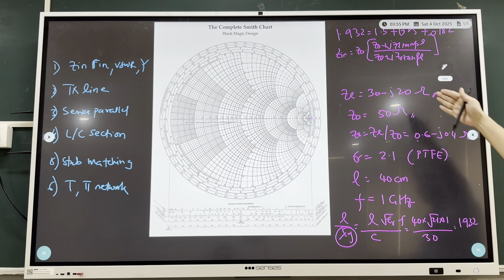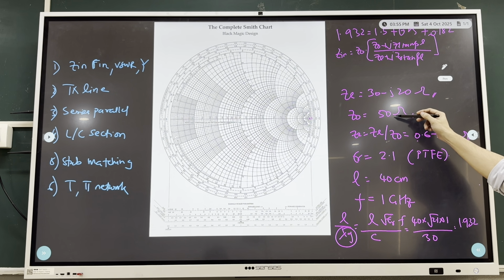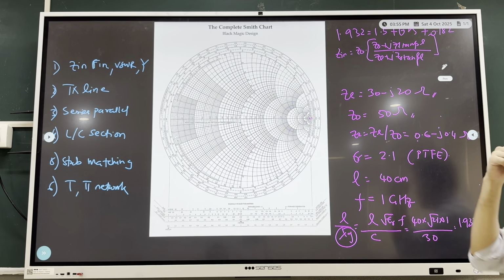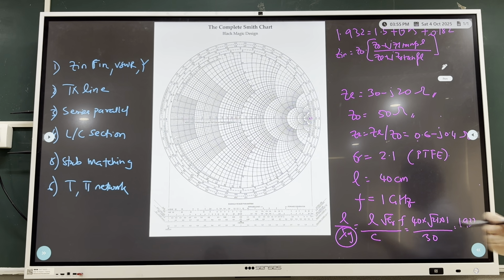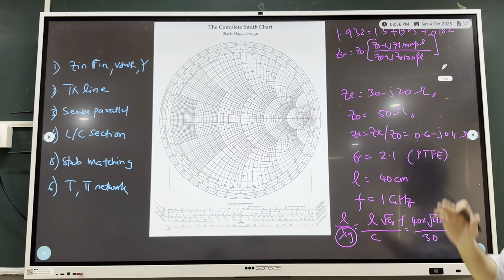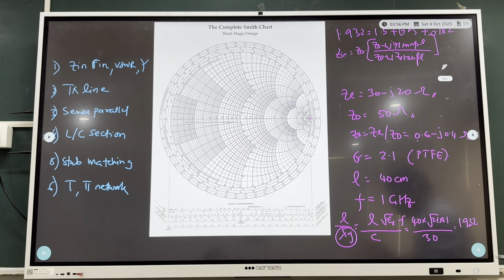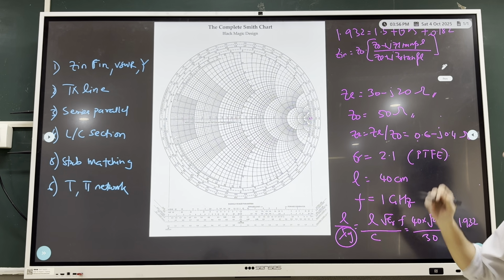So various parameters are given to you. ZL, the load impedance, is given, and the characteristic impedance is given. Then you need to find out the normalized value of the impedance, obtained by dividing ZL by Z0. Then epsilon r, the dielectric material for the transmission line, is given, which is polytetrafluoroethylene, PTFE, also referred to as Teflon. And then the length of the transmission line is given and the frequency of operation is mentioned. So the first part is to calculate the value of L by λg.